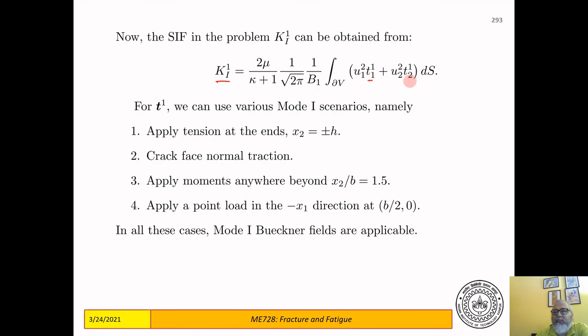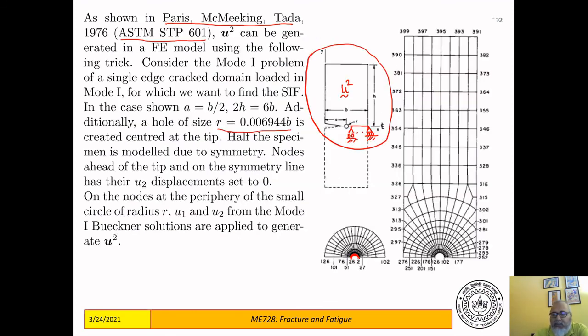You know the tractions that you have applied, T11 and T21, for your problem, and these are the Buchner fields that you have generated. So using this formula, doing this integration all over the edges on which you have applied tractions in your sample, you can calculate this integral, and that will give you the K1 for the sample that you have chosen. So several mode 1 scenarios can be generated.